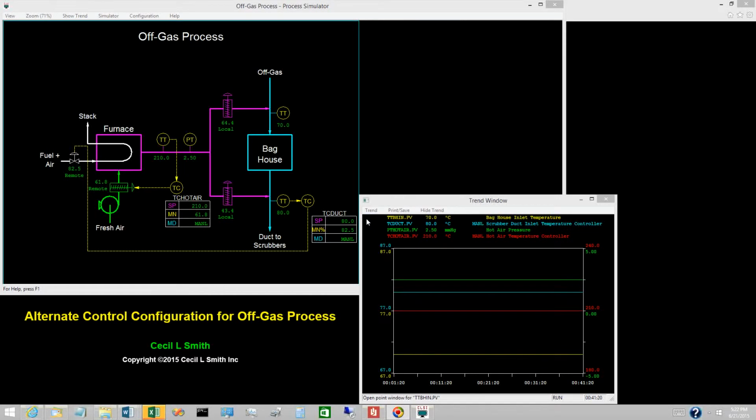The temperature of the hot air is determined by the opening of the fuel gas valve and the opening of the fresh air damper. Based on the process understanding from previous videos, this video proposes alternate control logic for these two final control elements.